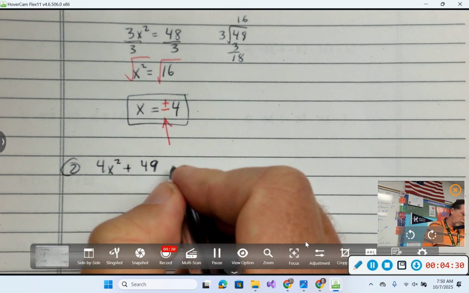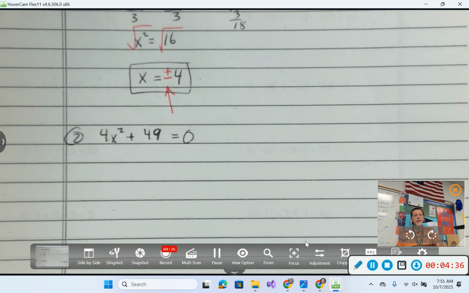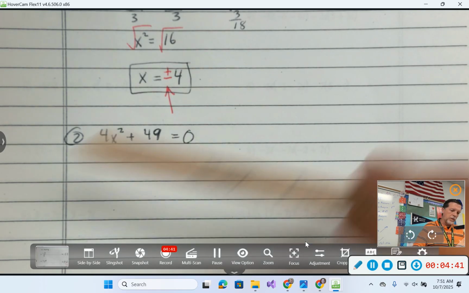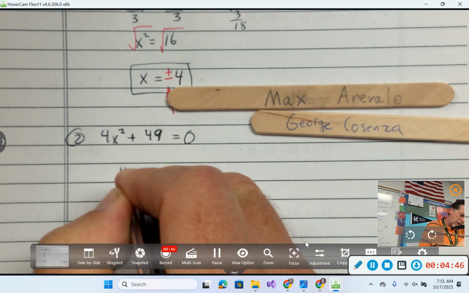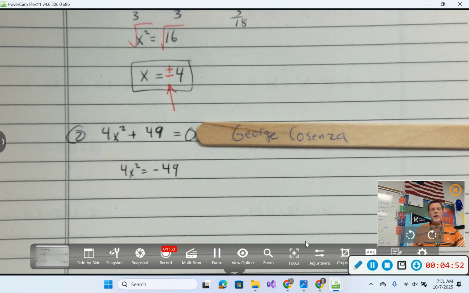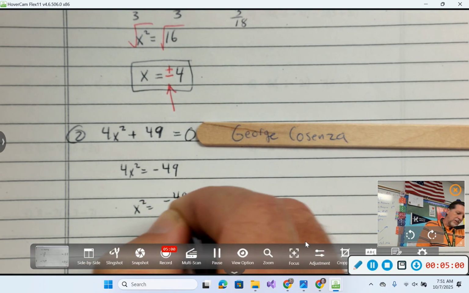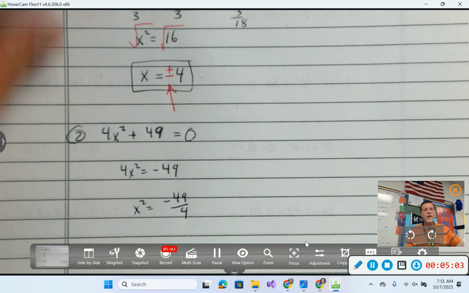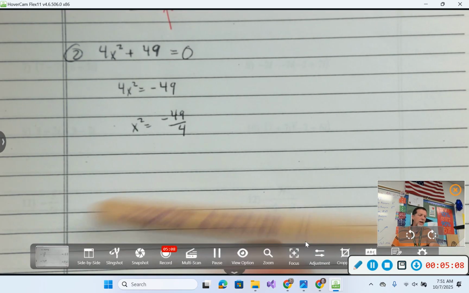4x squared plus 49 equals 0. This one won't be as clean. But there's still some things we can learn. Max, what do you want to do first on that one? Subtract 49. So 4x squared equals negative 49. George, what do you want to do next? Divide by 4. Good. So x squared equals, that doesn't really go in nicely, so we'll just leave it as negative 49 over 4, which still isn't too bad if you're kind of peeking ahead.